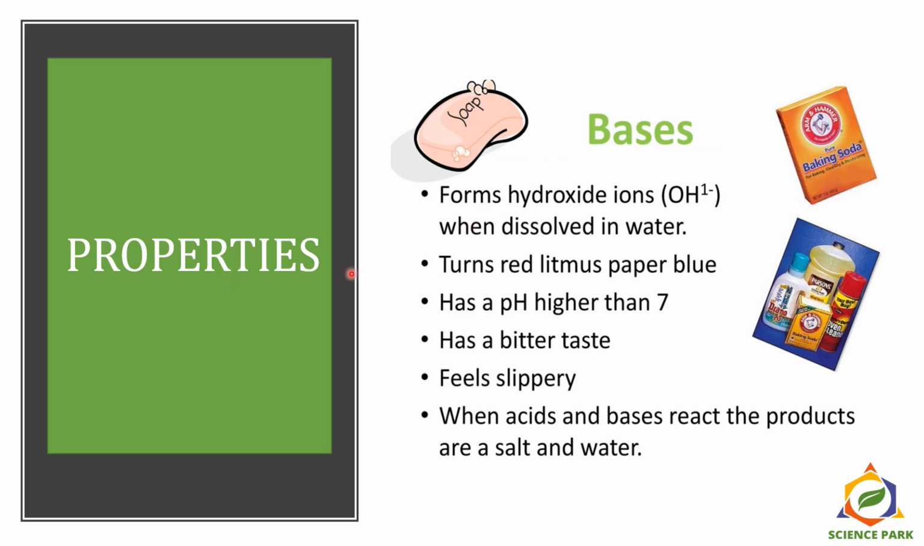Now let's see some important properties of bases. Bases form hydroxide ions, OH minus ions, when dissolved in water. Bases turn red litmus paper blue. Bases have a pH of more than 7. They are bitter in taste. You feel slippery if you are handling a base. When acids and bases react, the product is always a salt and water.